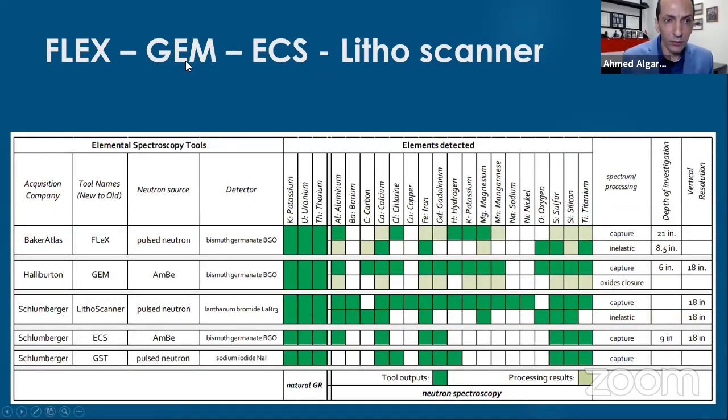There are many companies working in that business. So we have Flex, this is Baker Hughes. We have GEM, this is the name of that tool. Flex is Baker Hughes, GEM is Halliburton, and ECS and LithoScanner are Schlumberger. Okay, all of these tools, again, tell you exactly the minerals inside the formation. Okay, so no conventional logging can tell you that.